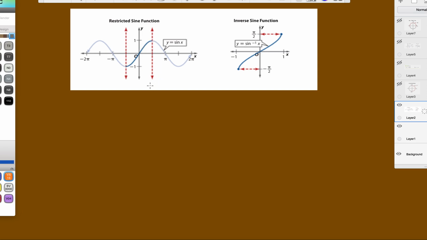And that spot is from pi over 2 to 3 pi over 4 if we look at it on the circle, but we can't use that. So we're going to say negative pi over 2.